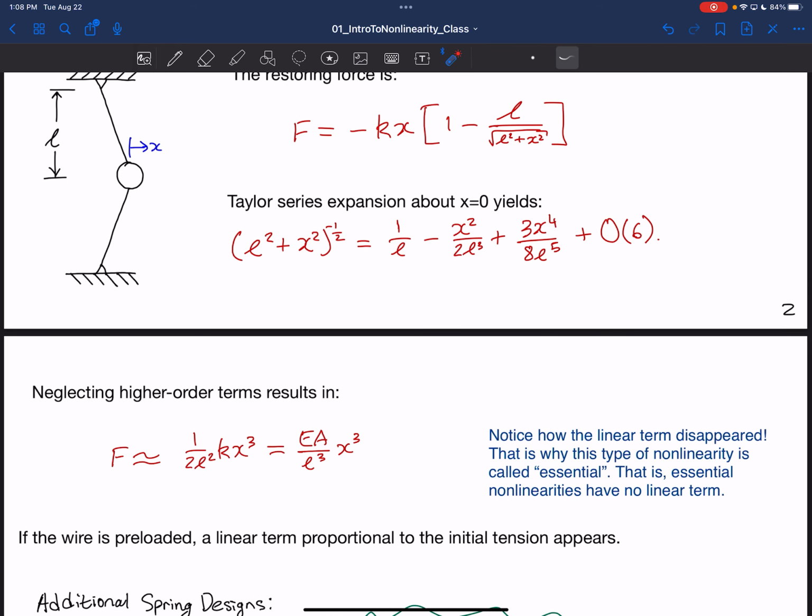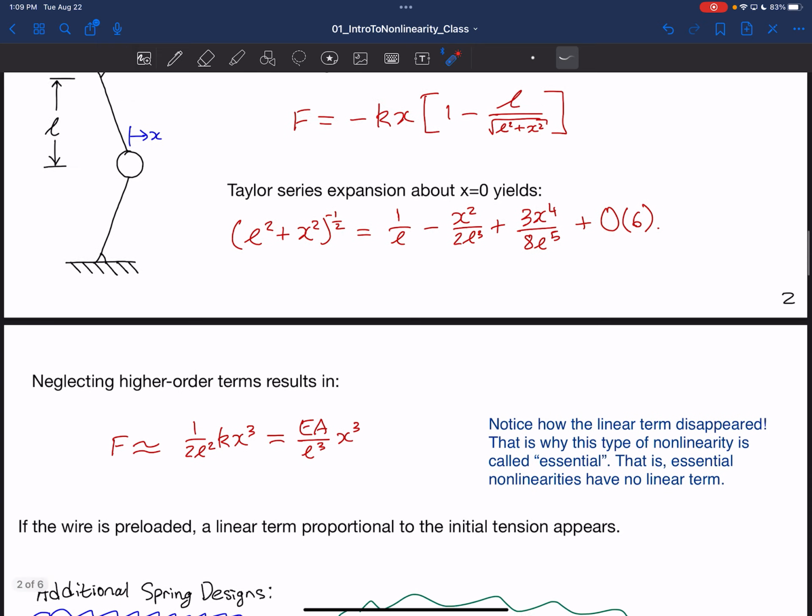So one thing I want to point out here is when we started up here, we had a 1 right here, which meant that we had a linear term in there. We had this kx term. When we did this expansion, we ended up losing that term, that kx term. It would have been this 1 over L right here, which if we were to substitute back up here, we would get L over L, and then you would have 1 minus 1. And so we actually end up losing that linear term. And so this is what we would call an essential nonlinearity, and that means that it has no linear component in the sense that it only has nonlinear components.